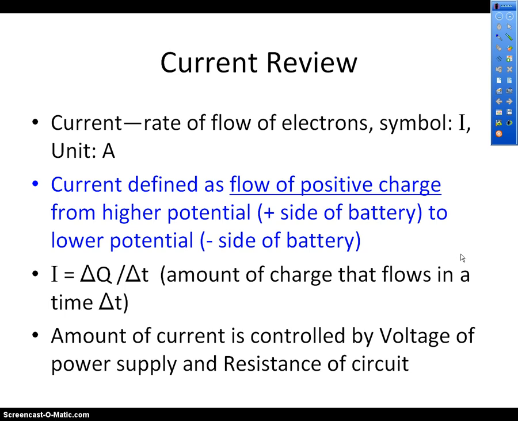You can calculate the amount of current that exists in an object or in a circuit if you know how much charge is passing in a certain amount of time. You can just use this formula. Current is the change in the amount of charge divided by the amount of time it takes for it to flow. So it's a rate of flow of charge. And if you want to control the current in a circuit, you can control it two different ways. You can either change the voltage, the total voltage of the circuit, or the power supply, or whatever you have, or change the resistance of the circuit. Those are the two things that will help control the current.